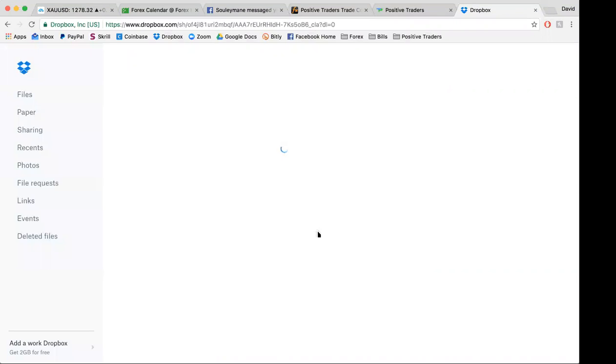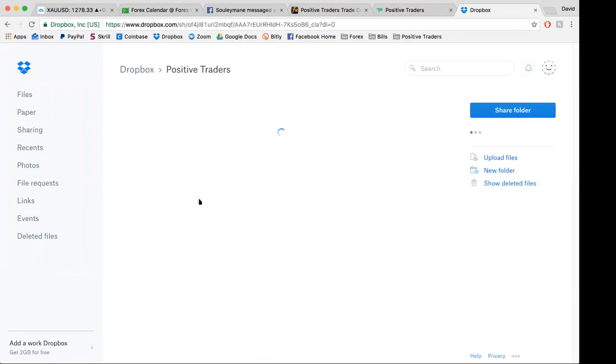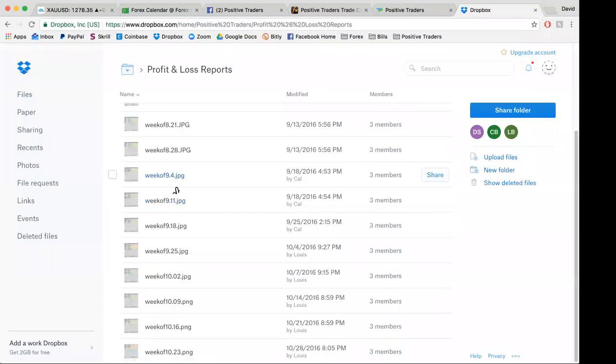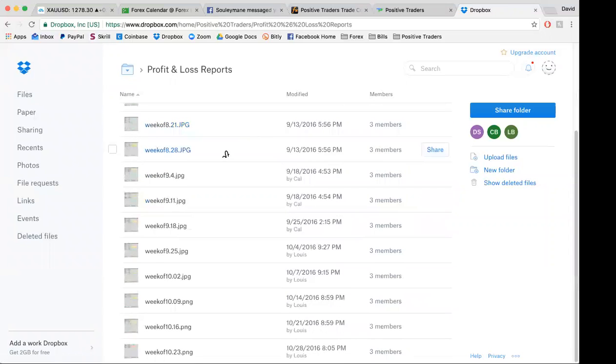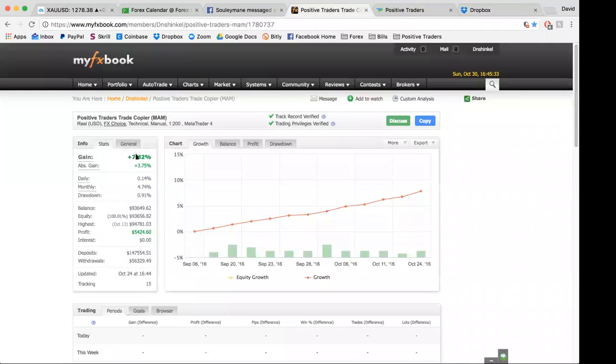And you can go to our profit and loss reports, and you can see all of our profit and loss reports. Louis updates them every single Friday. That's what he does now, or one of the things that he does. You can go all the way back to June. You can see all the different weeks of trading that we've had in here, and see for yourself before you join. And this is for the trade calls. And then the MAM account, of course, is connected to a MyFX book, right?